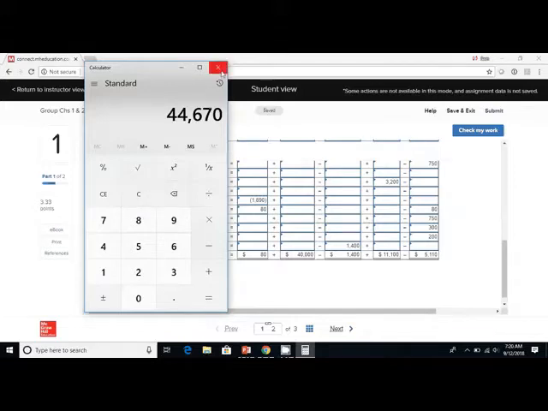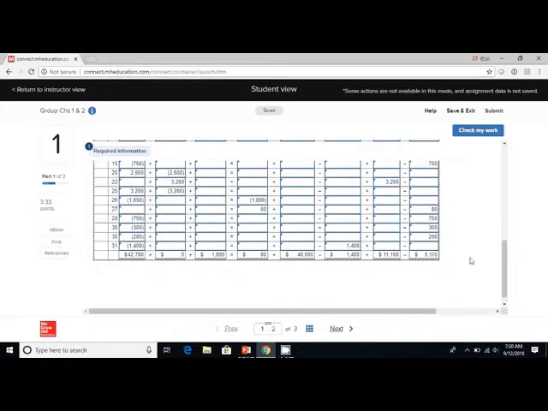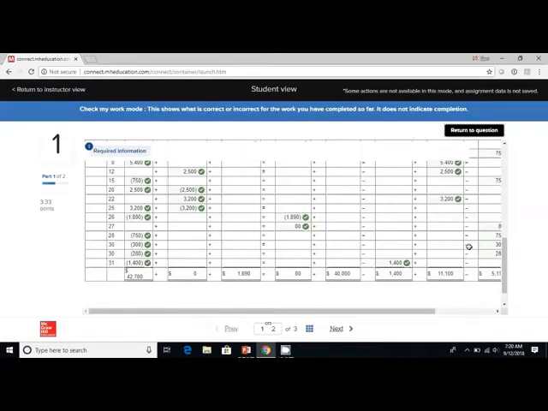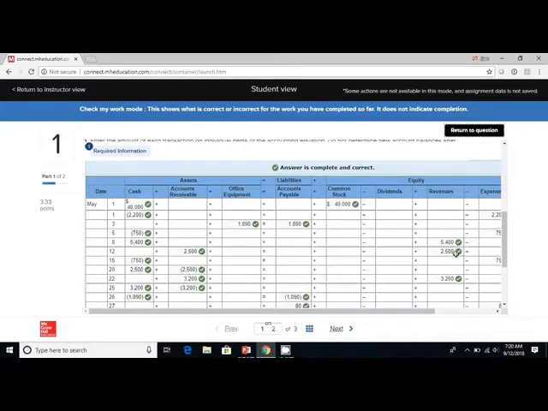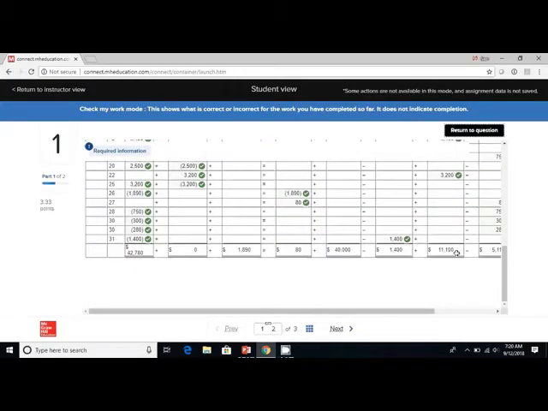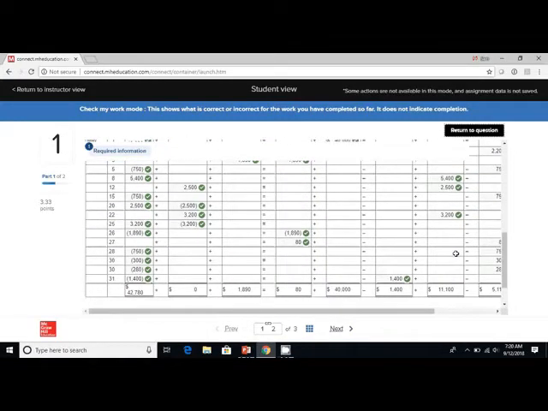Okay, so I'm feeling pretty good about the fact that the accounting equation hasn't been violated, but I'm also just going to go ahead and hit check my work just to make sure, and it says that the answer is complete and correct, so it looks like we're in good shape. All right.